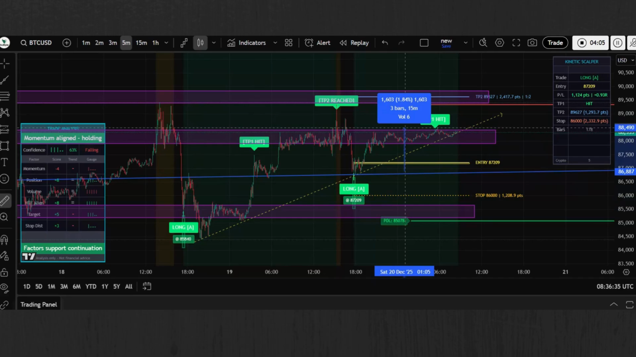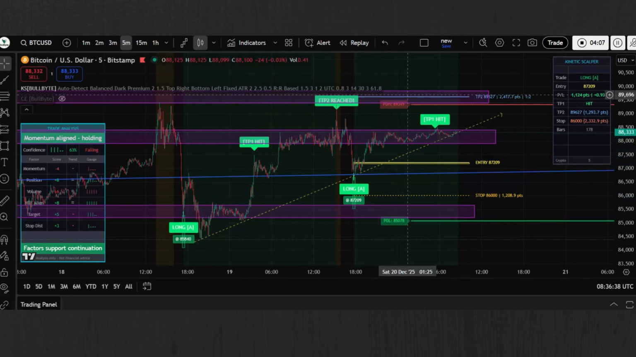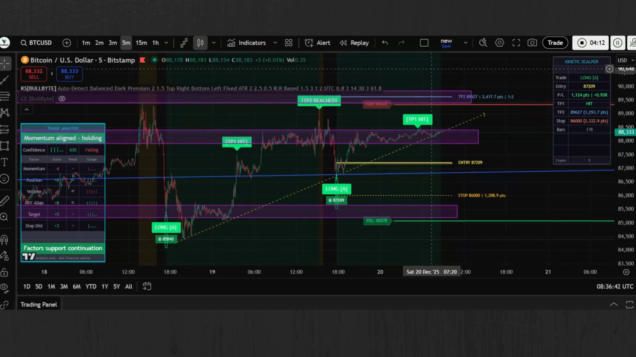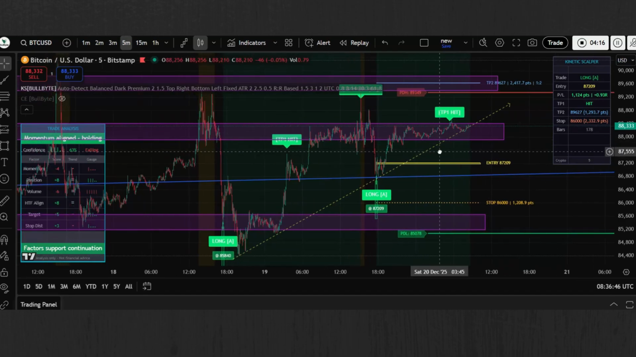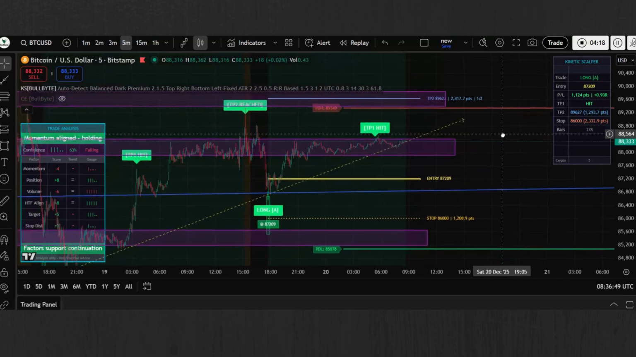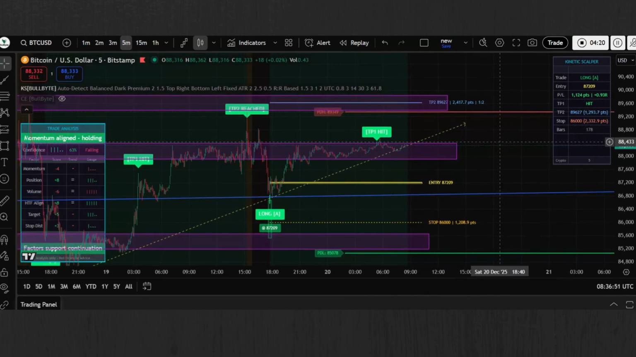live? And the answer is yes. But here's what it requires. It requires 5 minutes of preparation before you start trading. That's it. Just 5 minutes to mark your levels, check your higher time frames, and understand the context. Most traders skip this step.